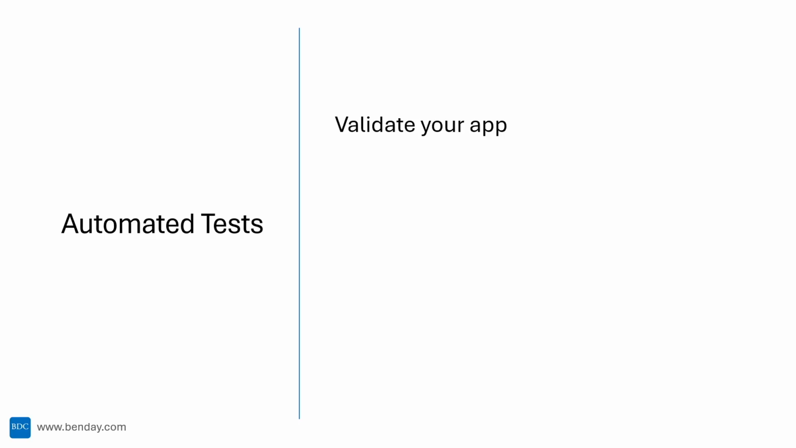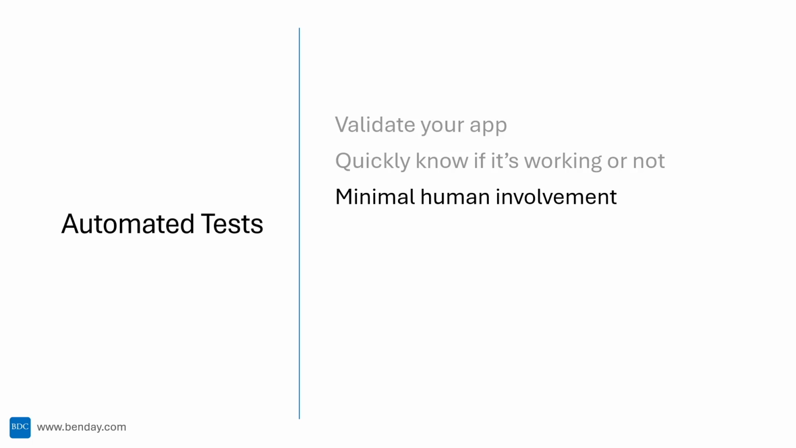Automated tests in general are trying to validate your app so that you can quickly figure out whether it's working or not working. And the reason that you automate these tests is so that you have minimal human involvement. Humans are a whole lot slower than computers. Humans don't do exactly the same thing every time. Humans get bored, and humans have other things to do.